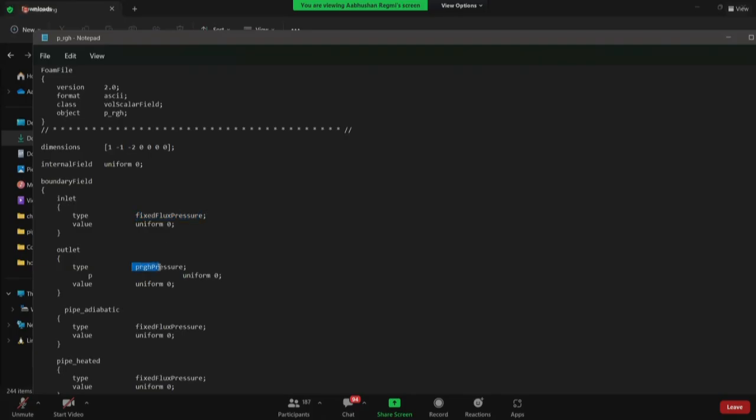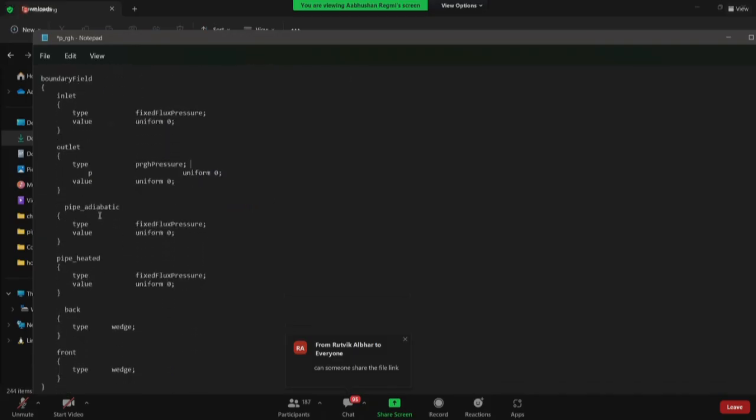And at the outlet, we are giving prgh pressure. Before, we would provide some pressure at the boundary condition, pressure equals 0, but this is p_rgh, this is not p. So we need to calculate p_rgh based on the value of p that is being provided. Here we are providing the value of p, which is uniform 0. Based on the value that we have provided, it is going to find out the p_rgh value using the same equation, p minus rho times g times h. So using this, it is going to find out the p_rgh, and it is going to give that value at the outlet.